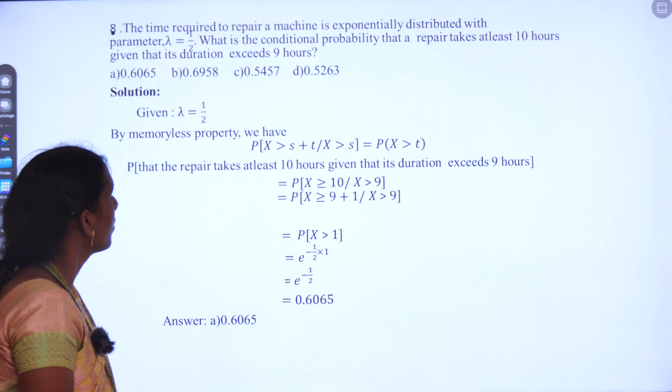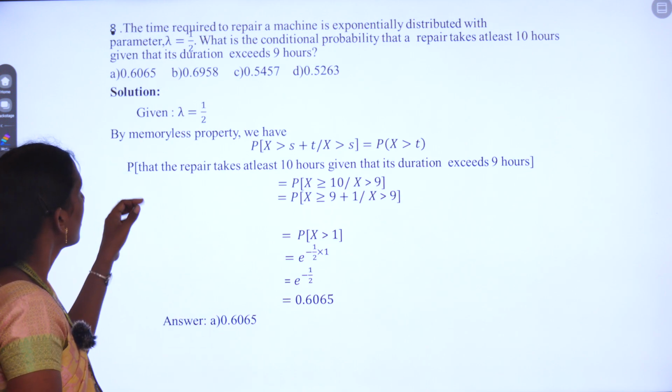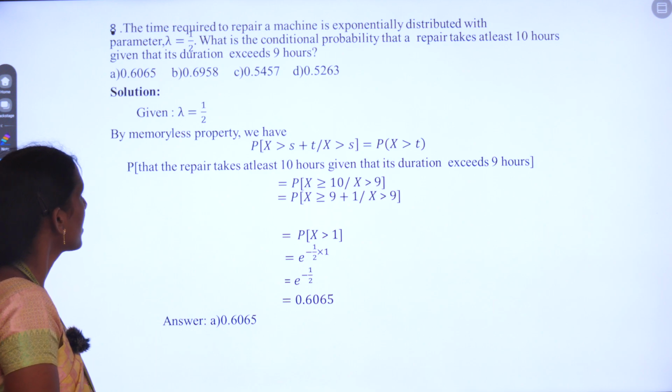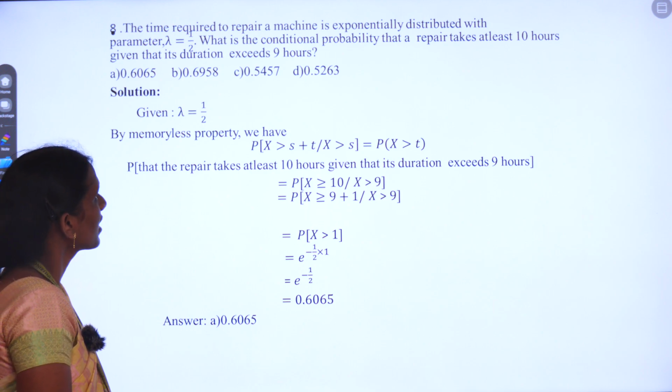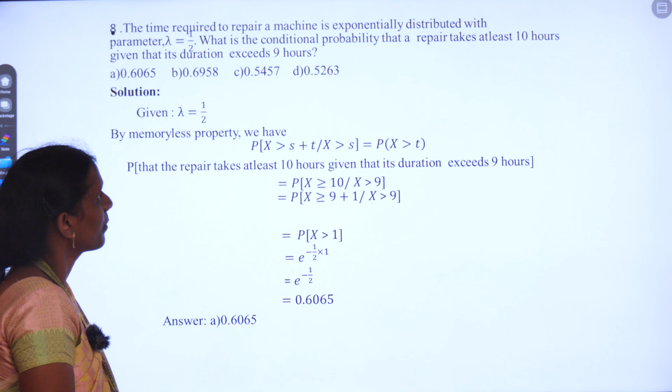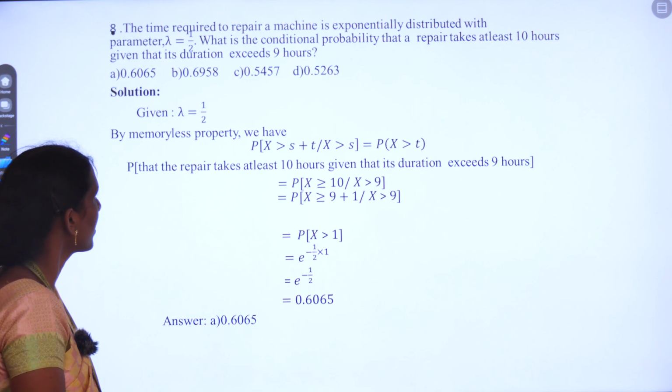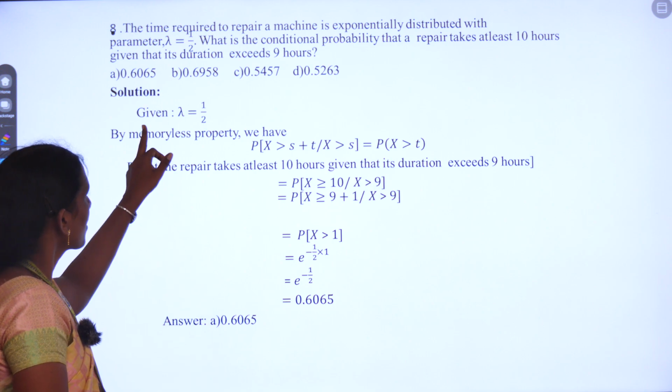Now coming to problem number 8. The time required to repair a machine is exponentially distributed with parameter lambda equal to 1 by 2. What is the conditional probability that a repair takes at least 10 hours given that its duration exceeds 9 hours? So first, what is given?